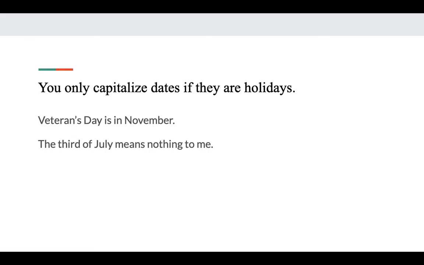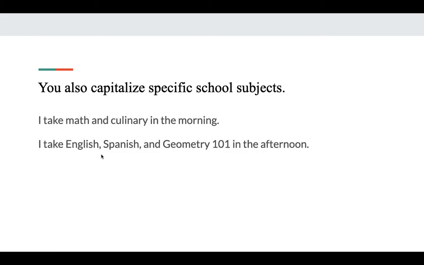Okay, you only capitalize the dates if they are holidays. Veterans Day is a holiday, but the 3rd of July, the 3rd is nothing, but you do capitalize July. You capitalize specific school subjects. This is one that people get really confused and messed up with. Geometry 101 is a specific class. Math is not. Okay? Culinary is not specific.